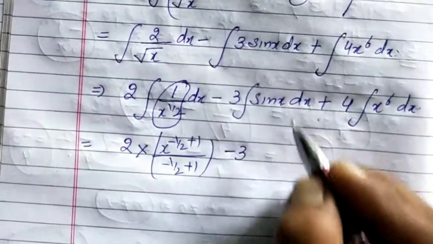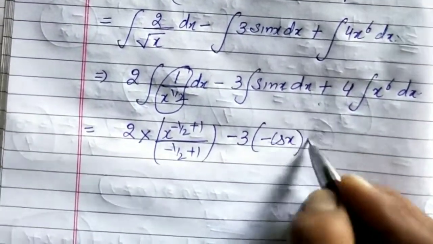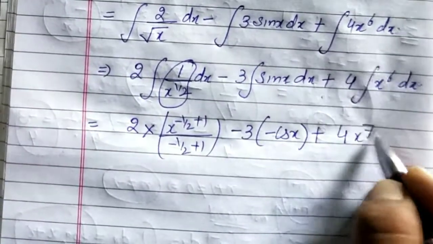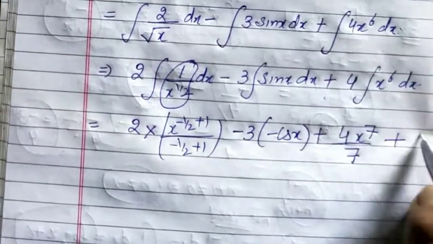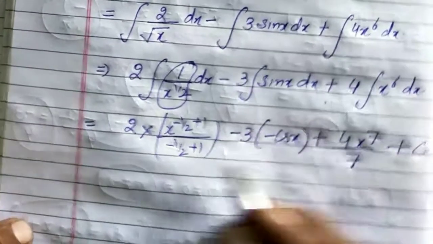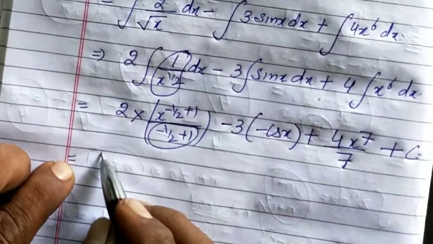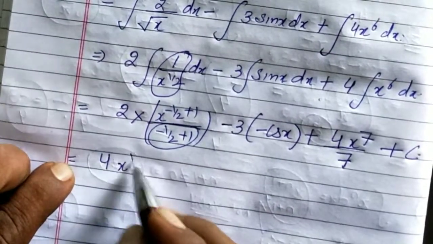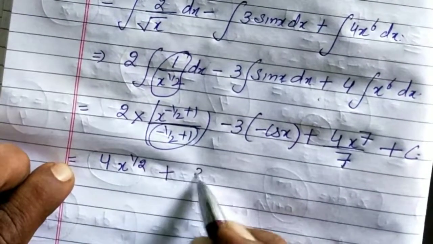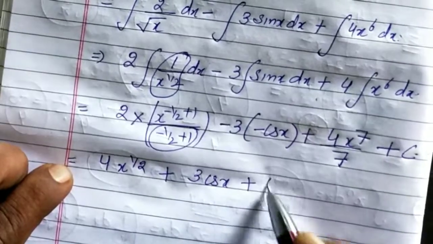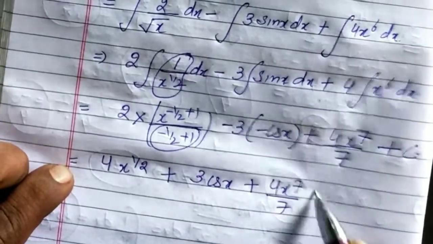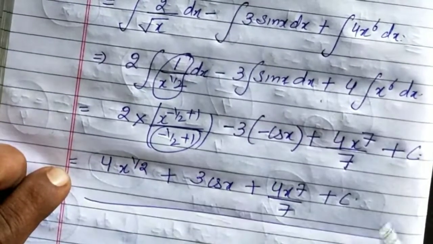Here the integration of sin x is minus cos x, and the integration of x to the power 6 is x to the power 6 plus 1 upon 6 plus 1, that is power 7 upon 7. Let's add a constant term to the answer. So we are left with 4 into x to the power half, plus 3 cos x, plus 4 x to the power 7 upon 7, plus the constant. This is the final answer.